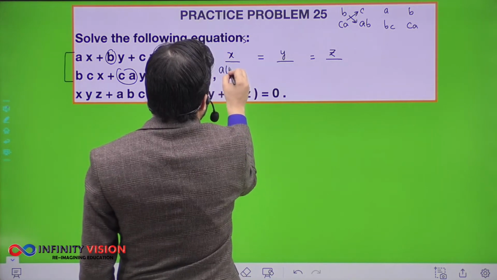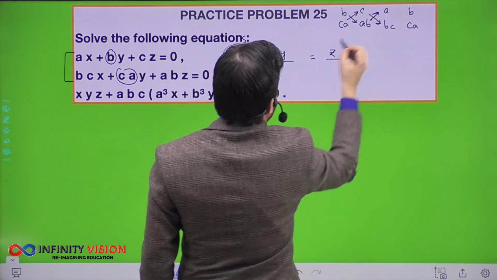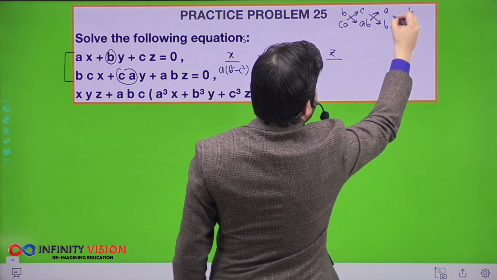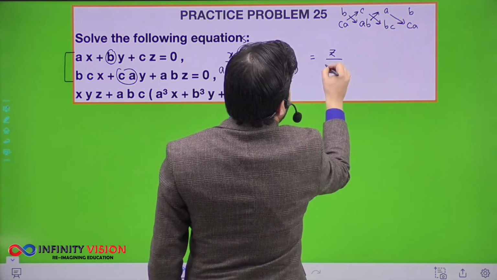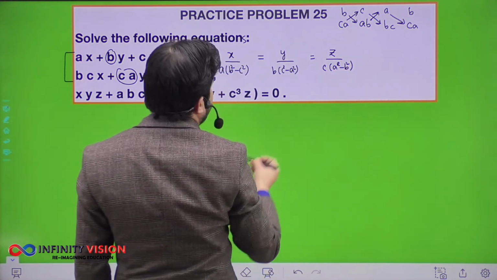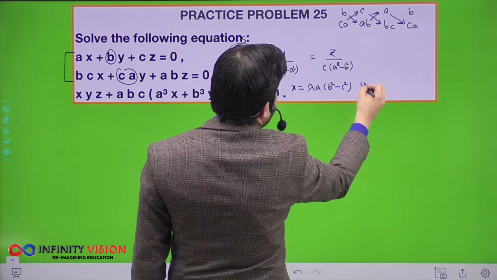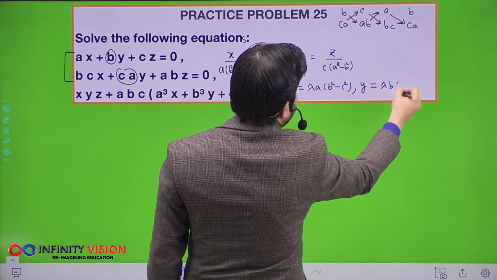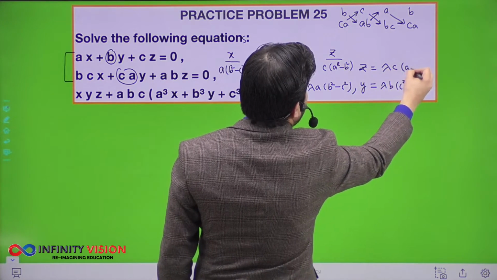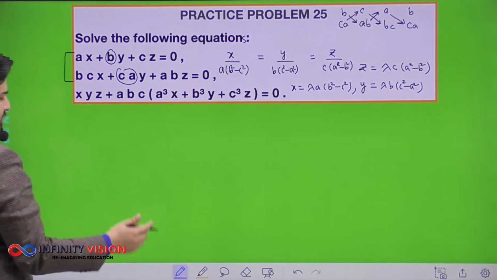So you can say this is going to be ab square minus ac square. So I'll just write a into b square minus c square. For b, I'm going to write bc square minus ba square. So b into c square minus a square. And for this, I'm going to write c into a square minus b square. For this, I can write my x is lambda a b square minus c square. My y is lambda b c square minus a square, and my z is lambda into c into a square minus b square.